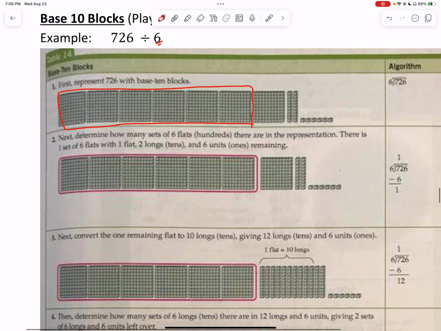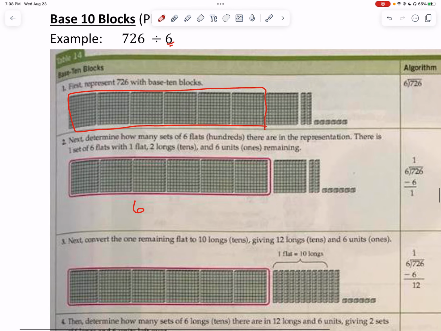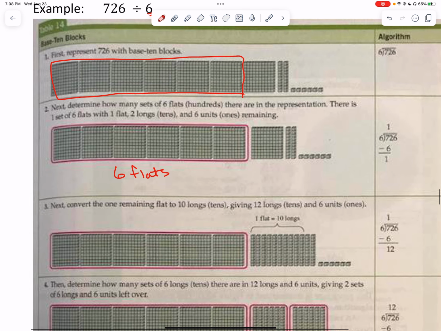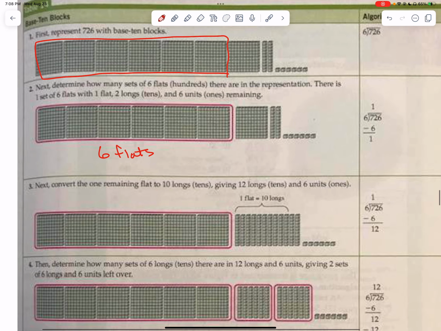So I know that I have 6 flats, right? I've got my 6 flats, so I've divided it. I have one set of 6 flats because I'm dividing it by 6.